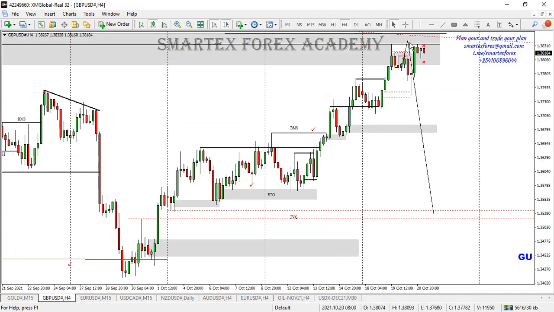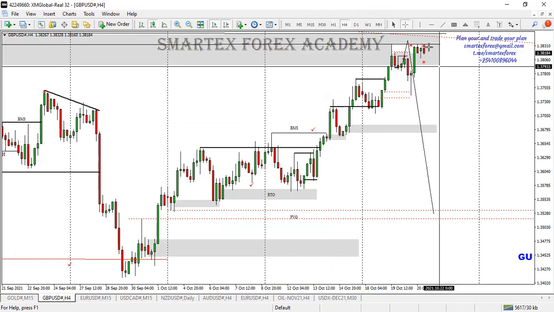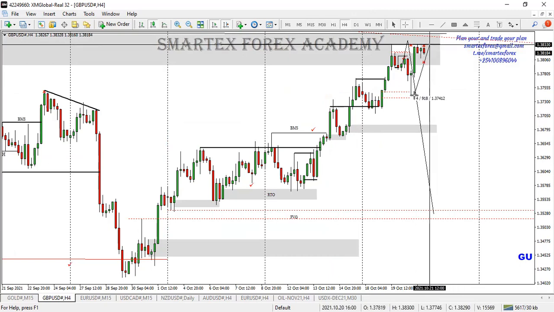But of course, for intraday range, ADR is 90 pips. So this will be the first target. For a 90 pips drop after they have taken this one, it's a nice trade.